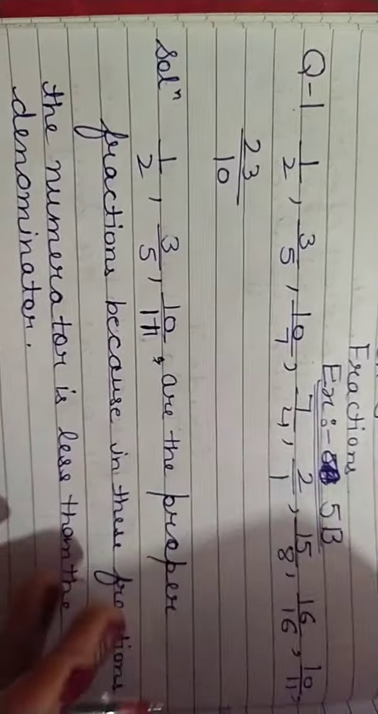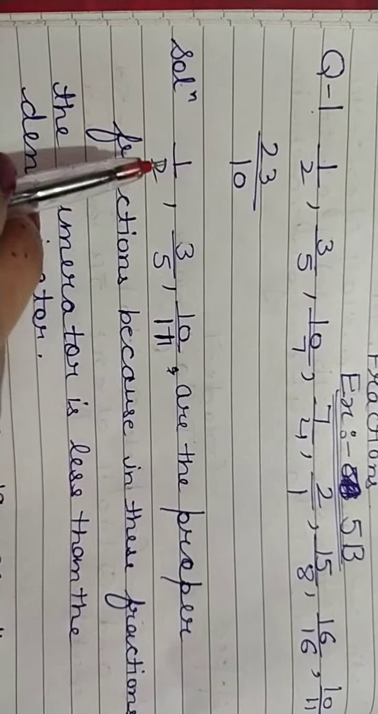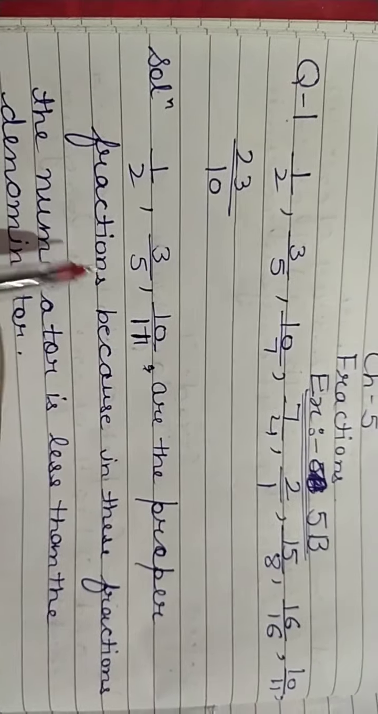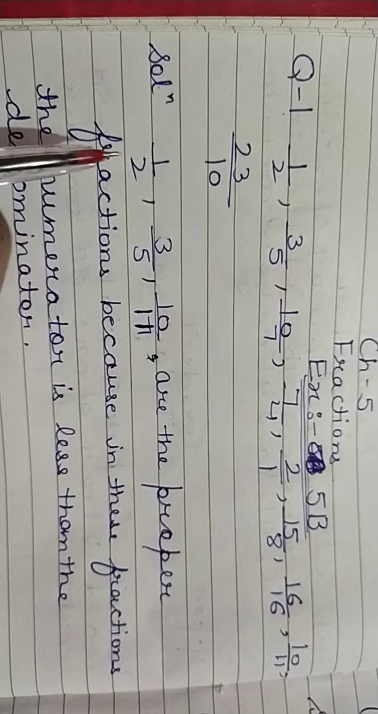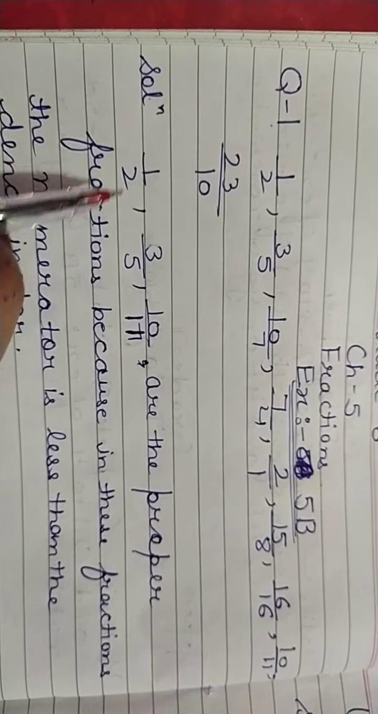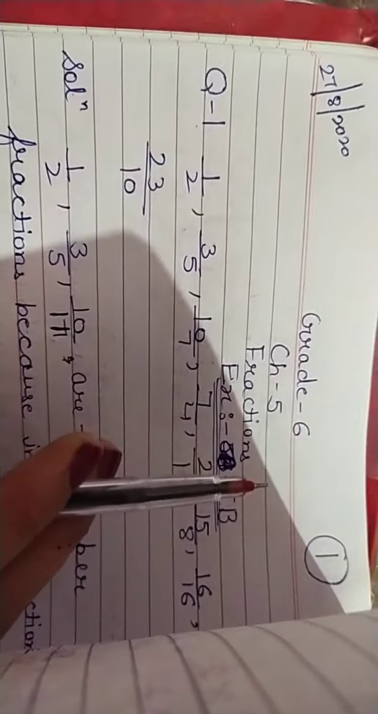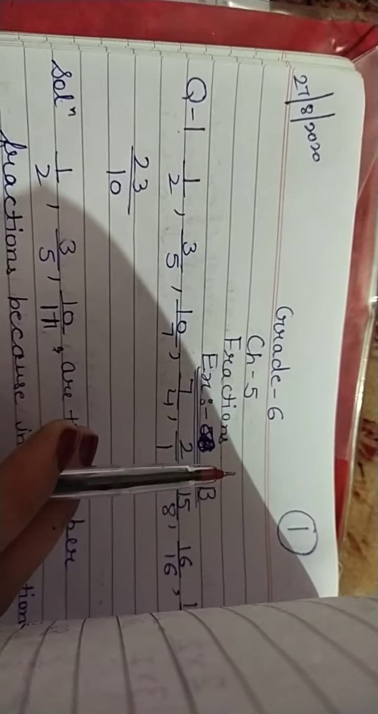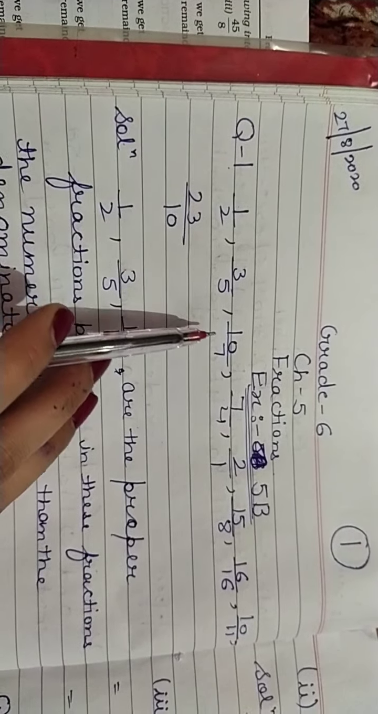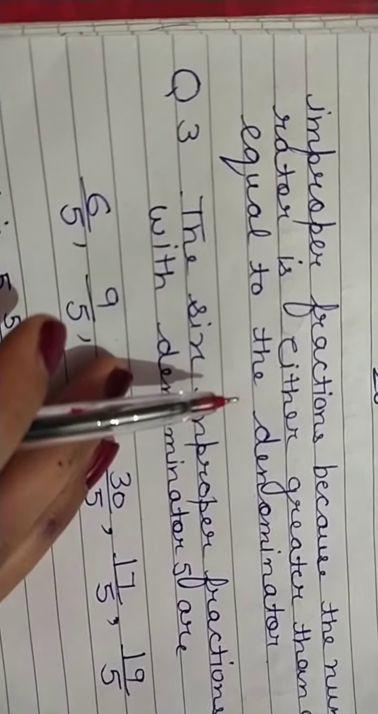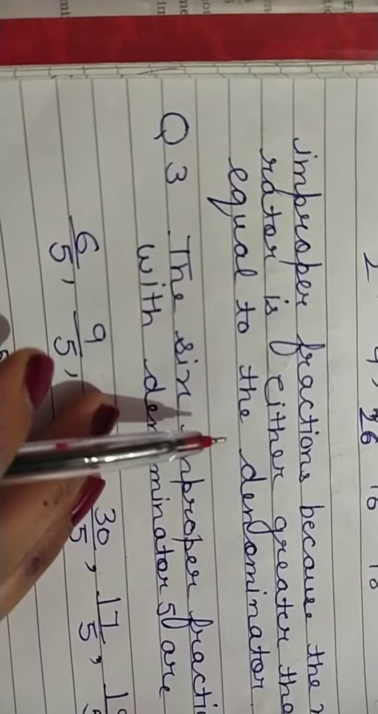A proper fraction is one in which the number in the numerator is less than the number in the denominator. I am repeating, proper fractions have the numerator less than the denominator. So from all these numbers, the numbers having a smaller numerator than the denominator will be proper fractions.